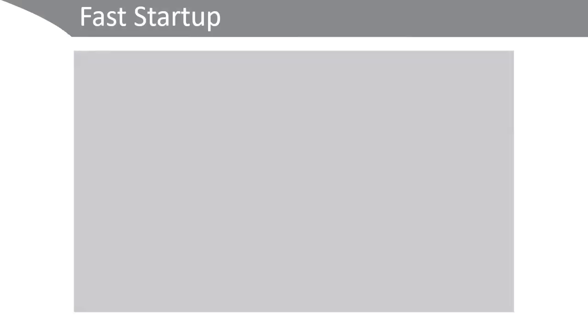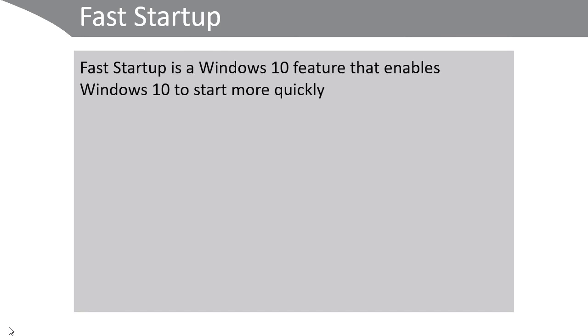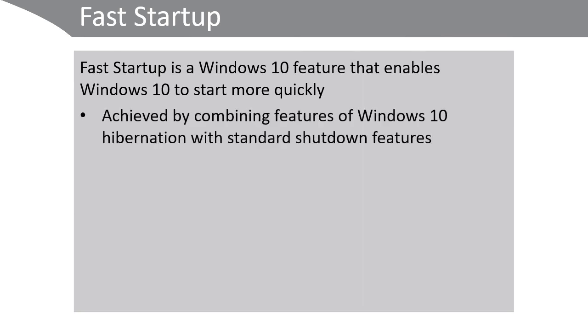The ability to start a computer quickly is important to most users. Luckily, Windows 10 has a number of features designed to help the operating system to start more quickly than some earlier versions of Windows. Fast Startup is a Windows 10 feature that enables Windows 10 to start up more quickly. The feature achieves this by combining some of the features of a Windows 10 hibernation with standard shutdown features.